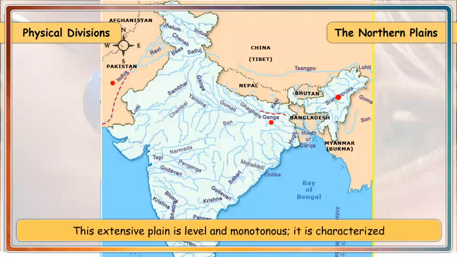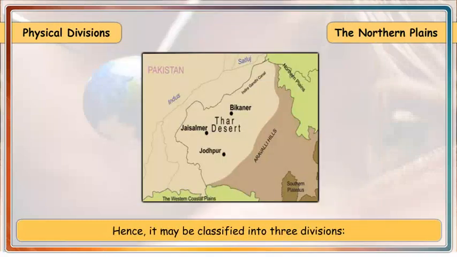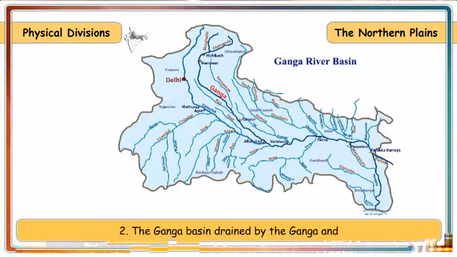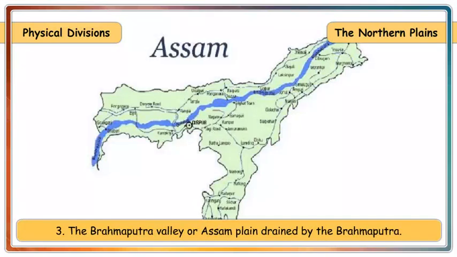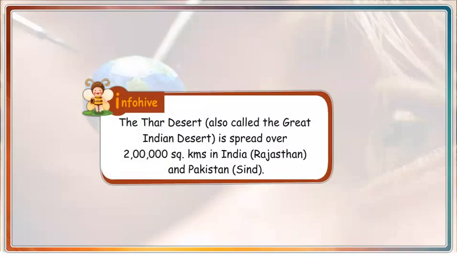This extensive plain is level and monotonous. It is characterized by some local diversities. Hence, it may be classified into three divisions: the Rajasthan Plain, the Ganga Basin drained by the Ganga, and the Brahmaputra Valley or Assam Plain drained by the Brahmaputra. And for height, the Thar Desert, also called the Great Indian Desert, is spread over 2 lakh square kilometers in India, that is Rajasthan, and Pakistan, that is Sindh.